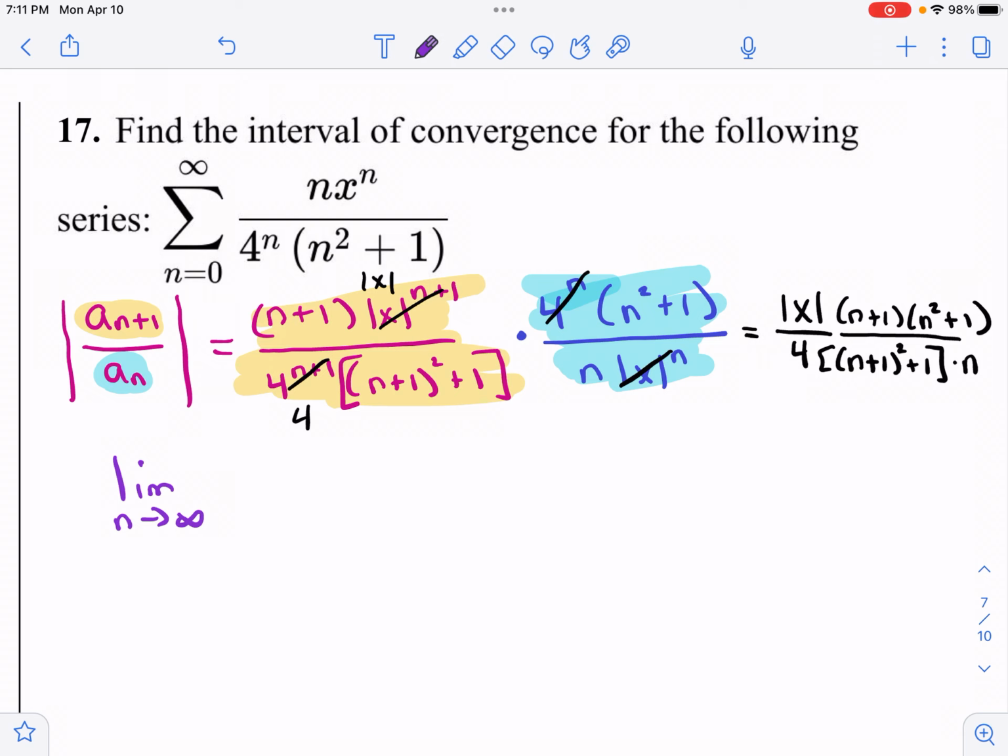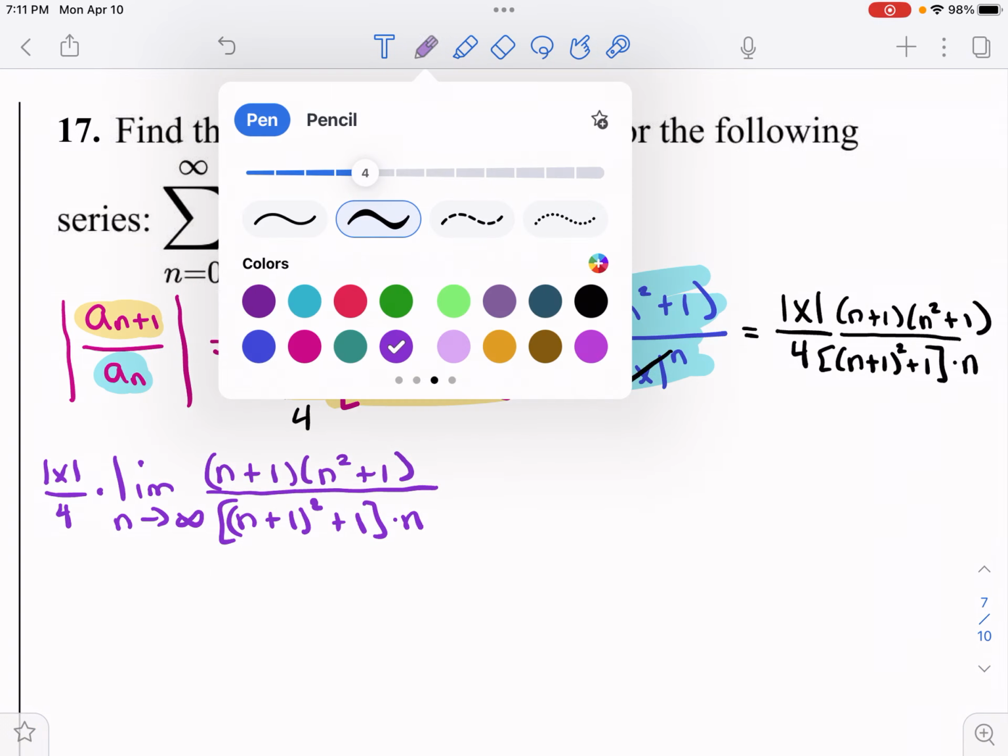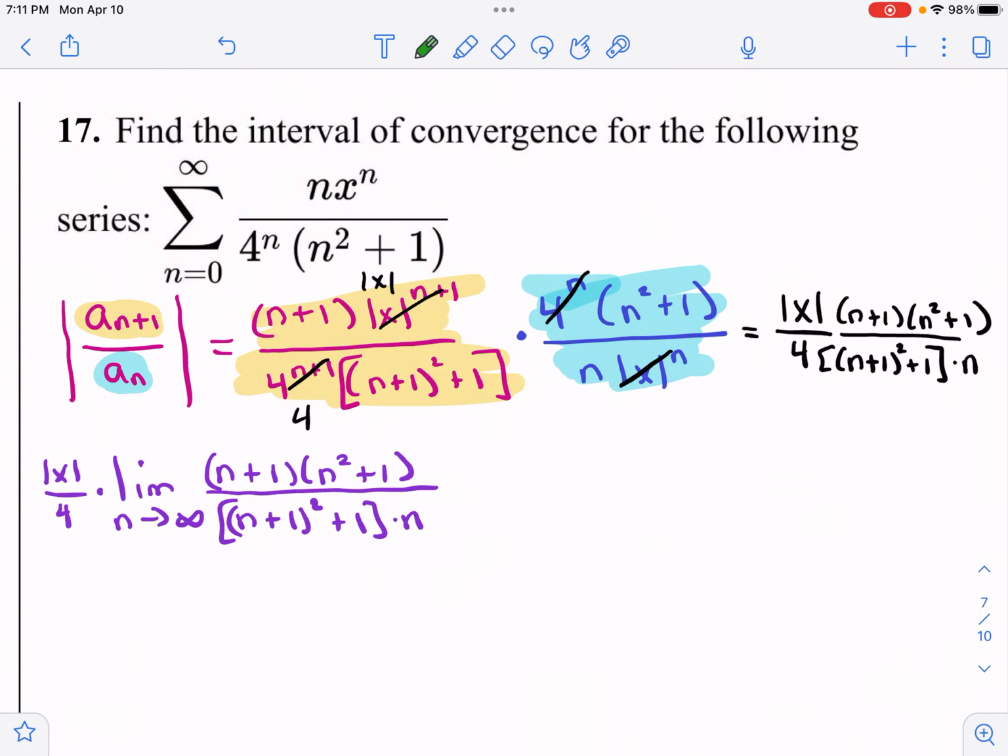Now, I like to take anything that doesn't have an n out in front. That's my style. That can be taken out. And so now I'm just left with this expression. And at this point, if you're coming to this video, you should have enough experience with limits that this should not be a stressful limit for you.